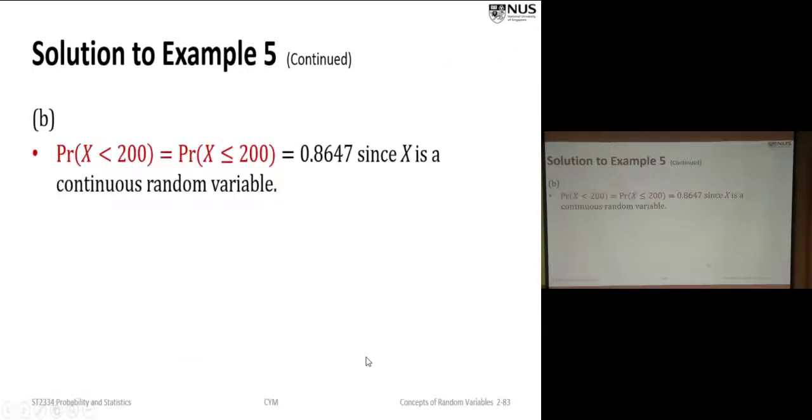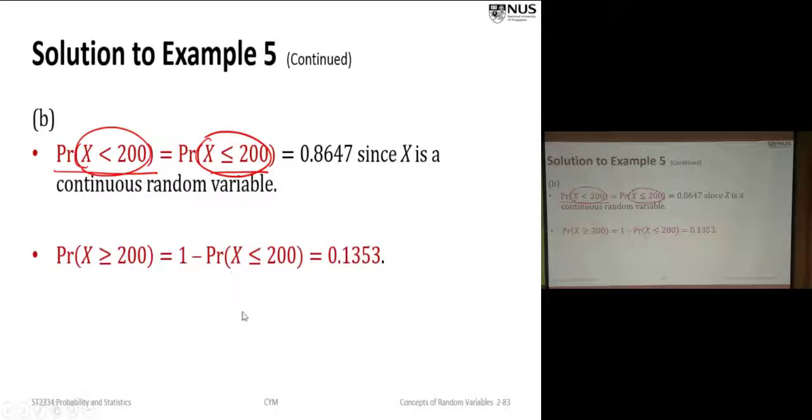Because it's continuous, therefore this answer, at most 200 and less than 200, they are different events. But for a continuous random variable, the probability is the same. I have to stress that. I did not say this event and this event are the same. It's only the probability of these two events that are the same, because the probability of x equal to 200 is equal to 0.